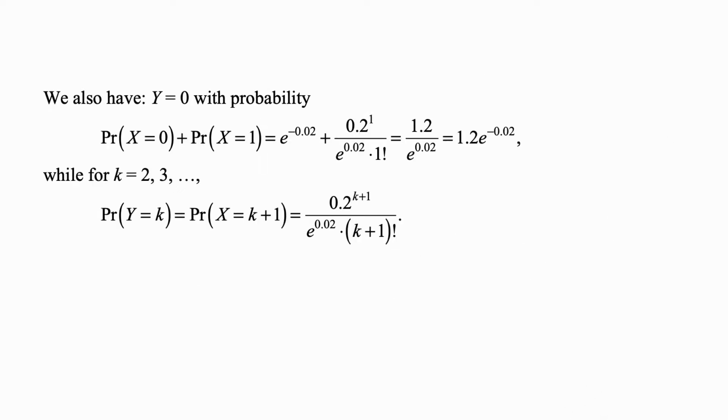Furthermore, we have Y equals 0 with probability equal to the sum of probabilities that X is 0 and X is 1, because the number of unreimbursed accidents is 0 if the number of accidents is 0 or 1.